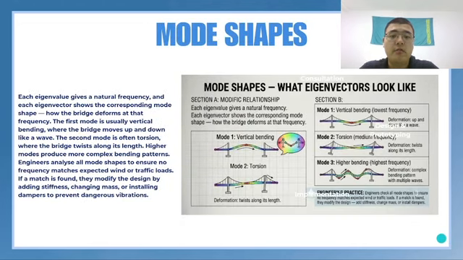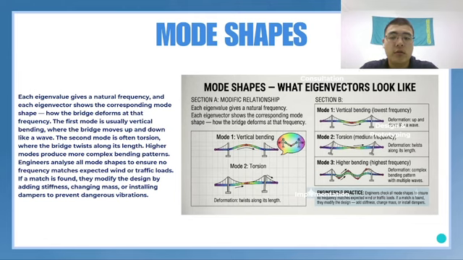Each eigenvalue gives us a natural frequency, and each eigenvector shows us a corresponding shape. Mode 1 is vertical bending. The bridge bounces up and down like a wave. Mode 2 is torsion. The bridge twists. Mode 3 is a higher bending pattern.